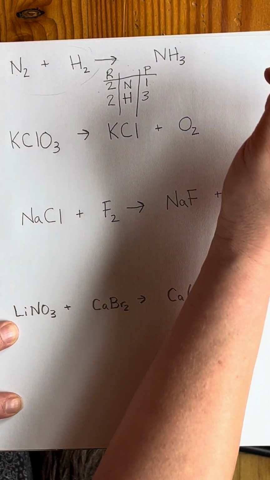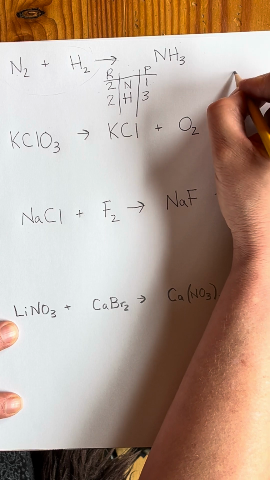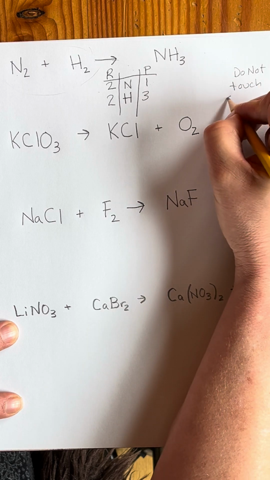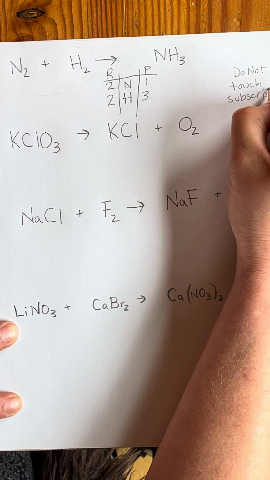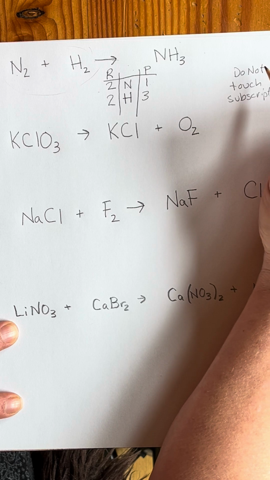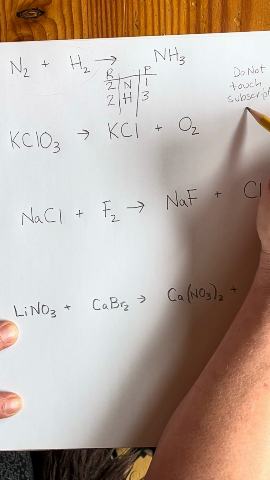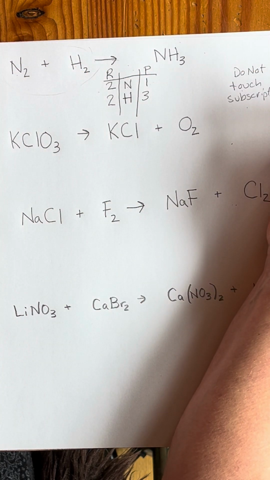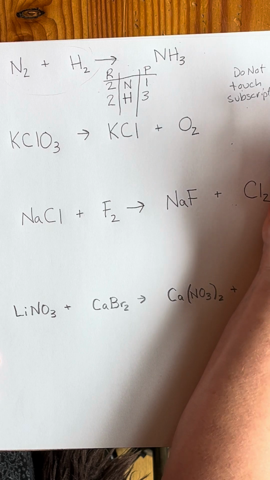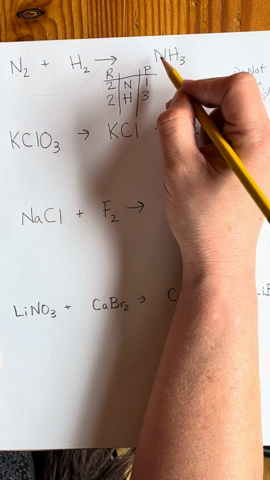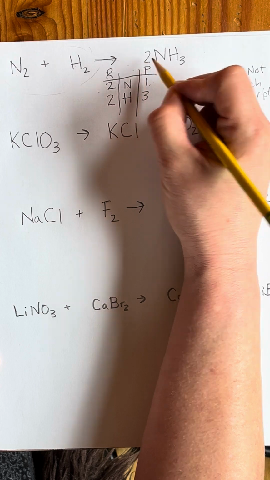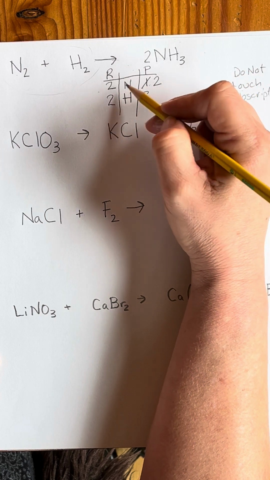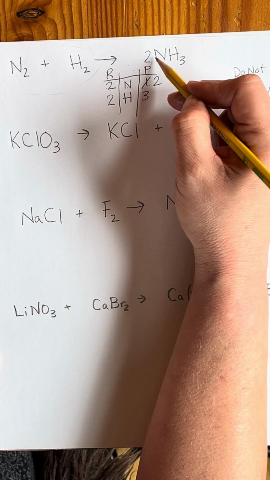Now, when we are balancing chemical equations, we do not touch the subscripts. Remember that. The only thing we can do is put coefficients in the front. That is all we are allowed to do when balancing chemical equations. So we need 2 nitrogens on this side, so we can put a big old number 2 right there. And that gives us 2 nitrogens. So now our nitrogens are happy. We have 2 on this side and 2 on that side.